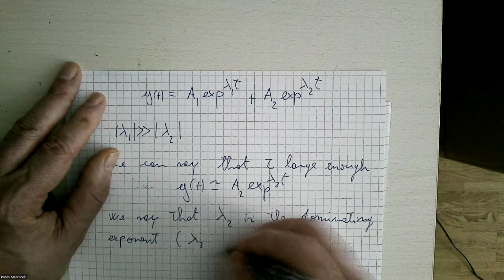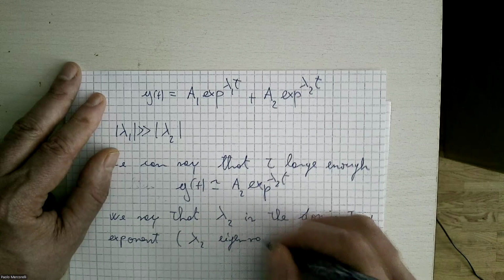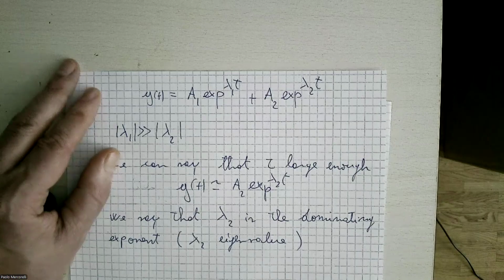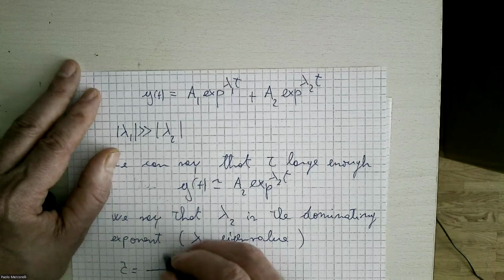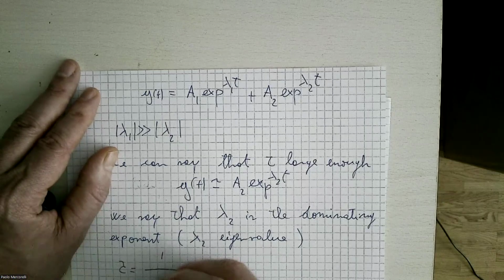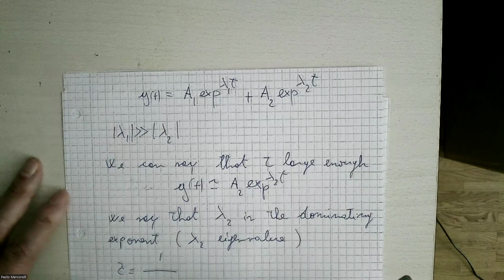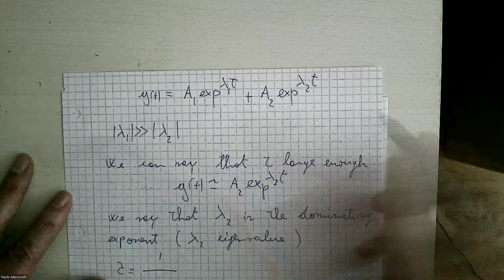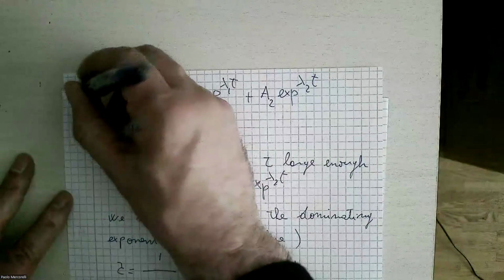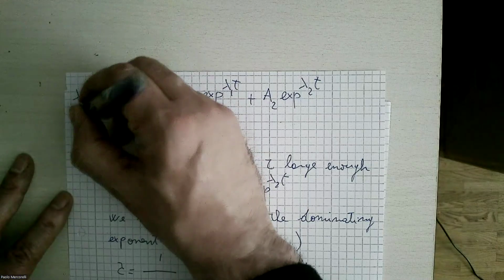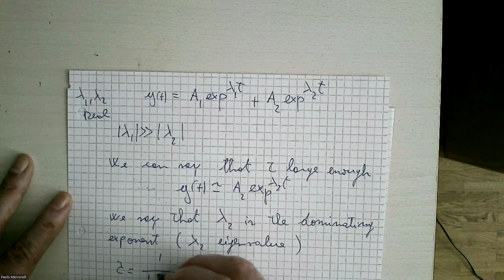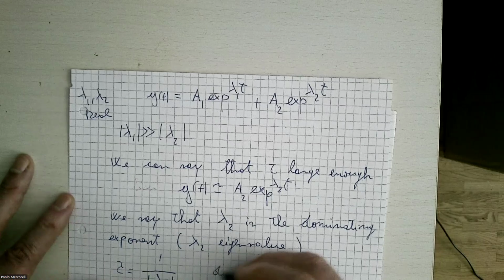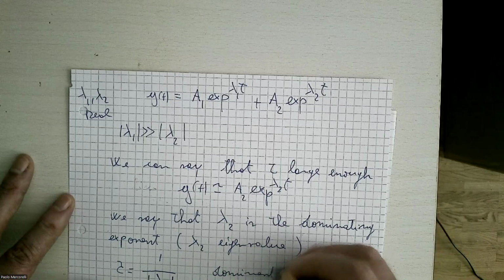Lambda 2 is an eigenvalue, no? I don't know if you remember it from math. And tau is, to be precise, let me write lambda 1 and lambda 2 real, because it's the case which I am considering. The dominant time constant, no?